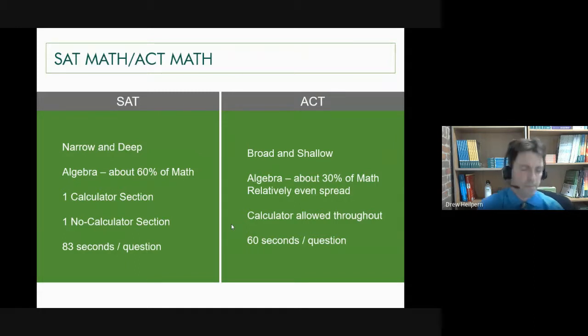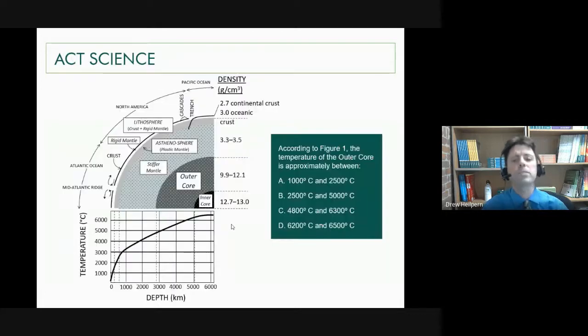Whereas the ACT has a much broader and shallower focus. Only 30% is algebra, way more geometry on the ACT compared to the SAT. Calculator allowed throughout. But again, the difficulty comes from the pace of it. It's 60 minutes, it's 60 questions, it's about 1 minute per question. Which then brings us to the ACT science section.